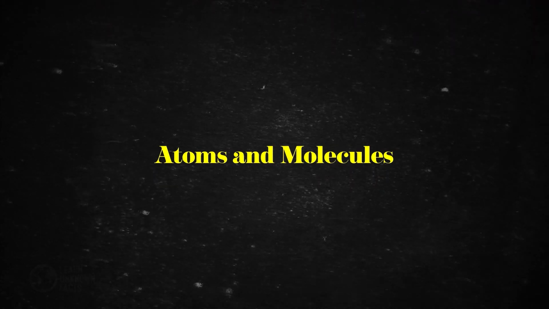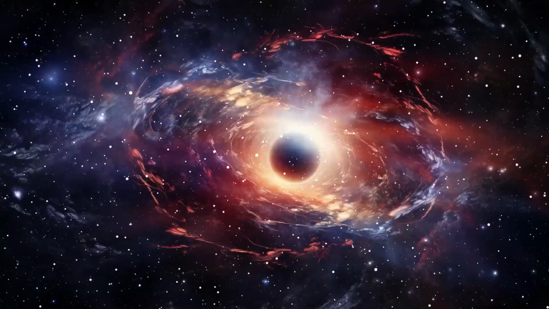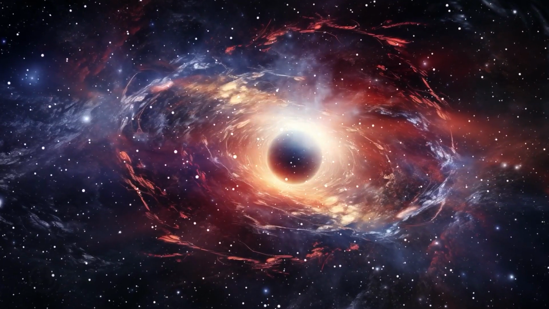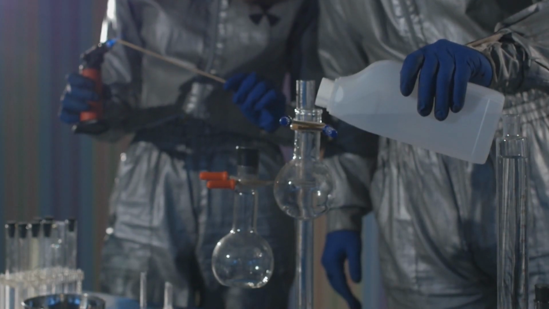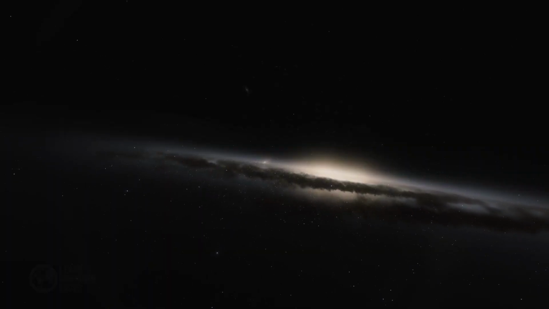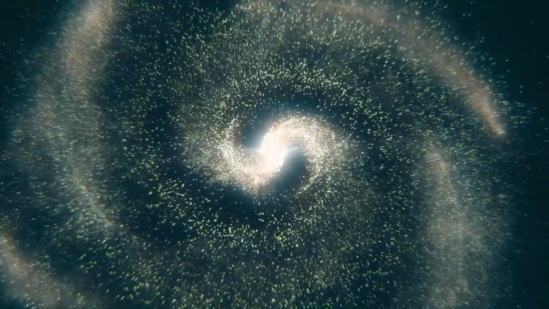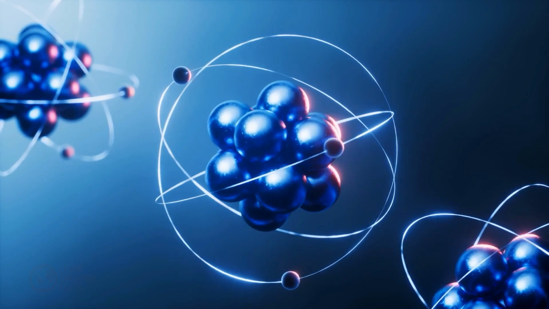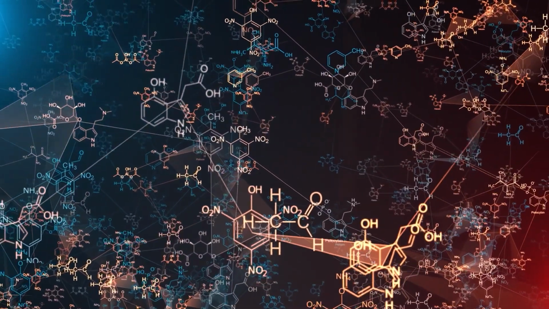quark and an antiquark. Moving up the scale, we encounter atoms, the building blocks of matter. An atom consists of a nucleus, made up of protons and neutrons, surrounded by a cloud of electrons. The size of an atom is approximately 10 to the -10th power meters, making it about 100,000 times larger than a quark. Atoms are defined by the number of protons in their nucleus, known as the atomic number.